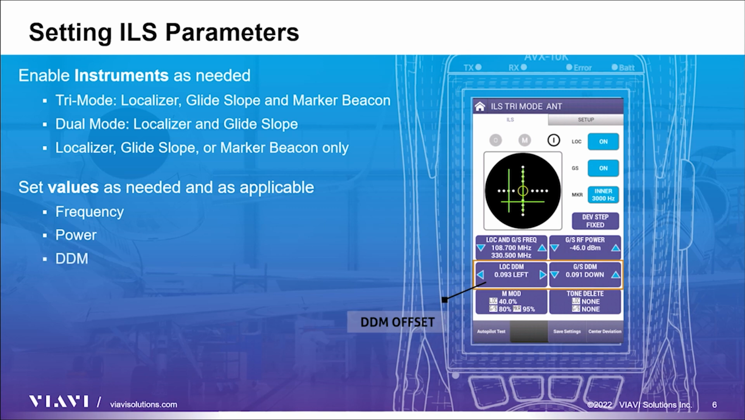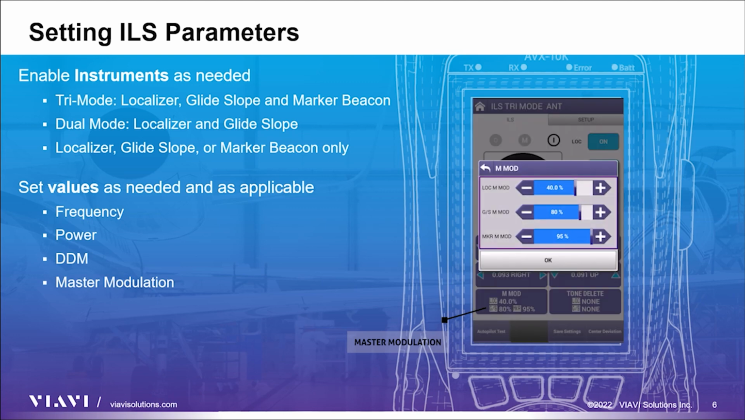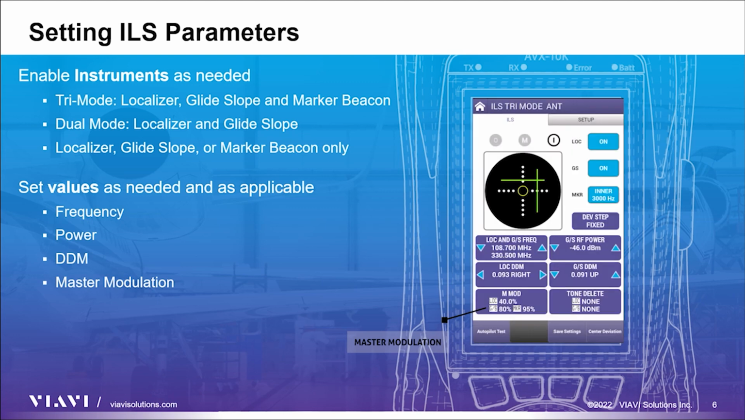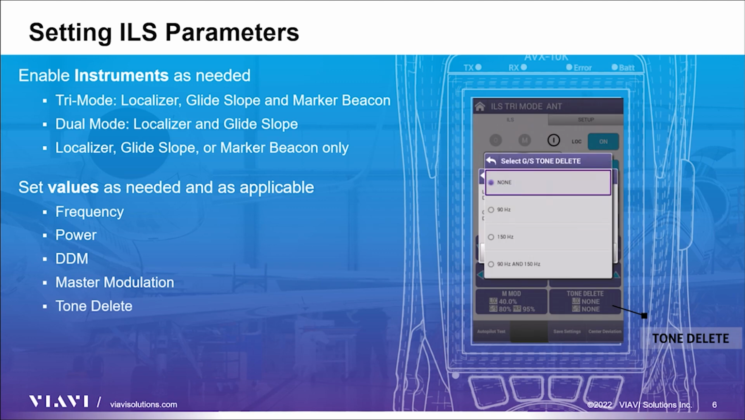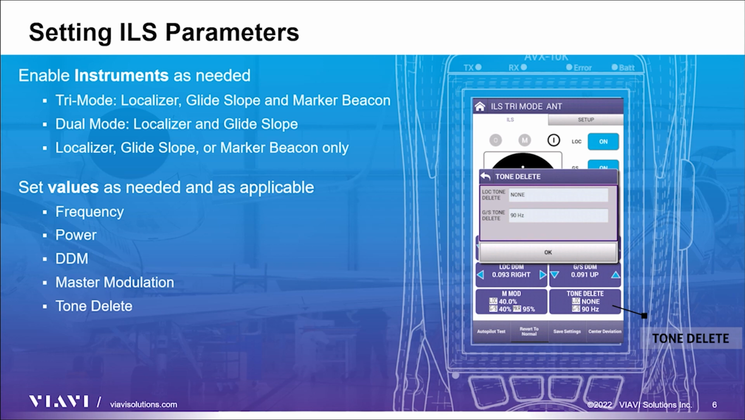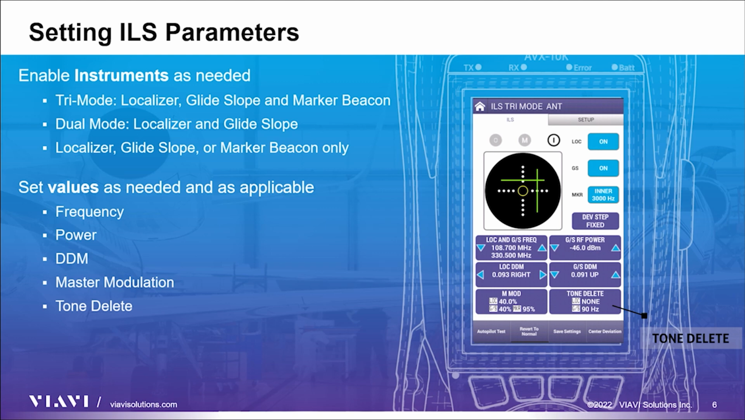Localizer and glide slope DDM offset can be controlled with the fields and arrow keys, or by clicking on the associated bars in the display. If dev step is set to fixed, the bars will snap to the closest associated value. The master mod adjustment screen will pop up a screen with sliders for adjustment. The displayed field will vary based on the state of the localizer, glide slope, and marker beacon. The tone delete field allows for the deletion of the 90 Hz tone, the 150 Hz tone, or both. This selection can be for both the localizer tone and the glide slope tone if both are enabled.